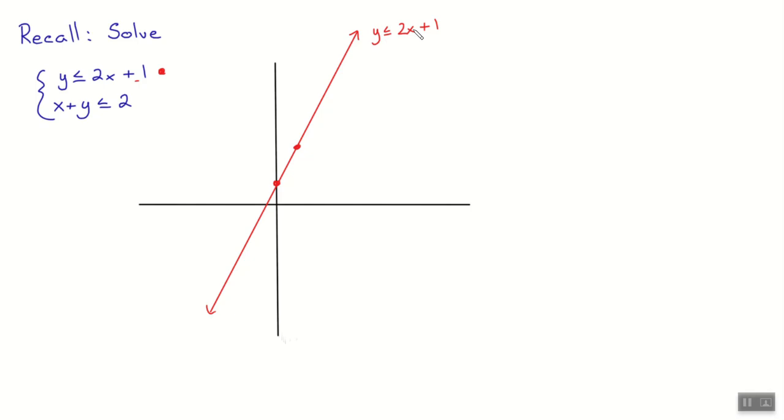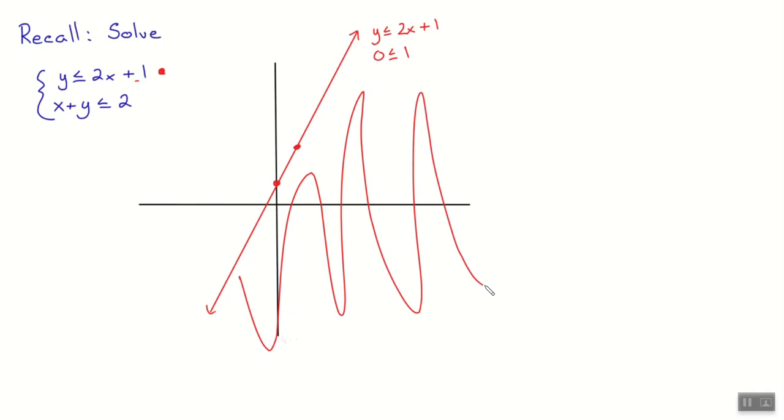Okay, if we wanted to test, can you pick any point not on this line? If I plug in 0, 0, and I tested, I would get 0 is less than or equal to 0 plus 1. Is that true? 0 is indeed less than 1, which means in my head, all of this is shaded right now.